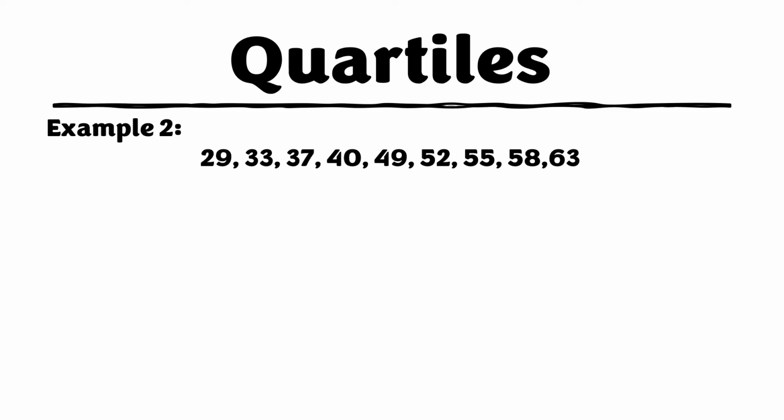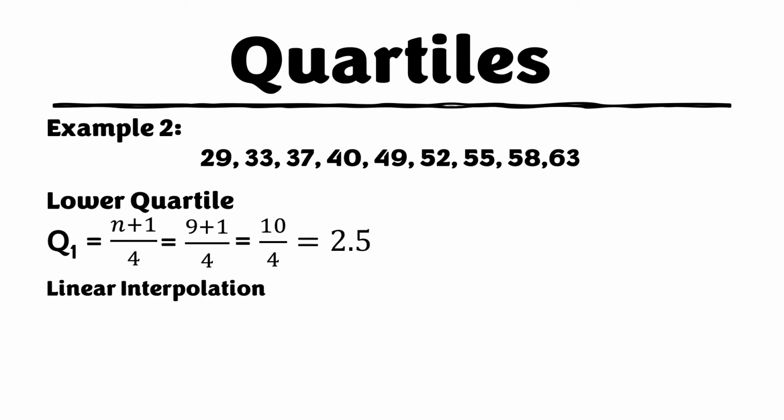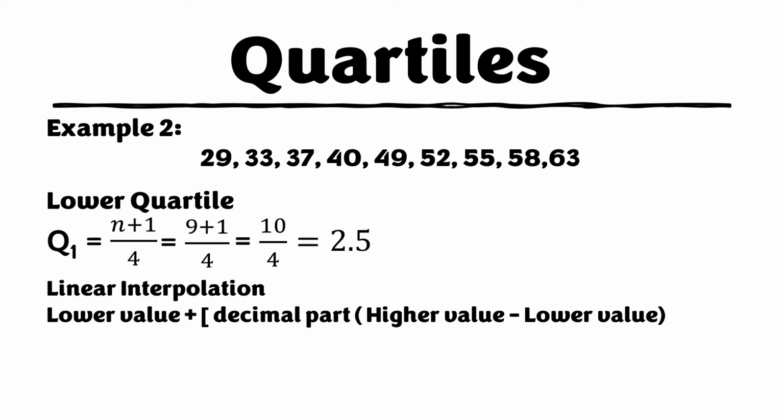After arranging the given data in ascending form, we're going to solve for the lower quartile. That is Q sub 1 is equal to n plus 1 all over 4. The value of n is 9, plus 1 is 10, and then divided by 4. So 10 divided by 4 is equal to 2.5. Since the value of Q sub 1 is not a whole number, here we're going to use linear interpolation. That is lower value plus the decimal part times higher value minus lower value.